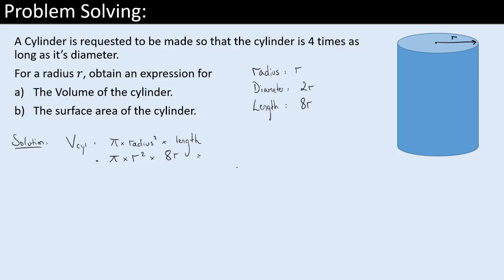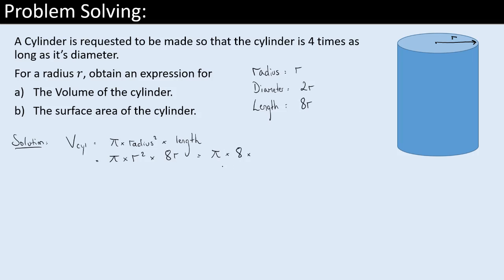Index laws. Standard index law here, nothing particularly mental. I've got r squared times 8r. Now, this would be the same as us saying 1r squared times 8r. Our pi hasn't really done anything to this. It's just still kicking around, having a good time. We've got 1 times 8, which is 8. And then r squared times by r.